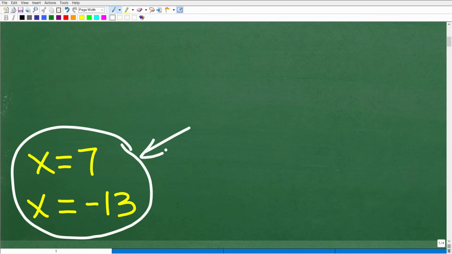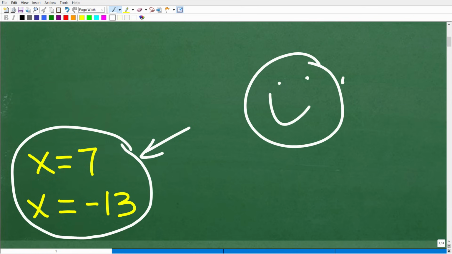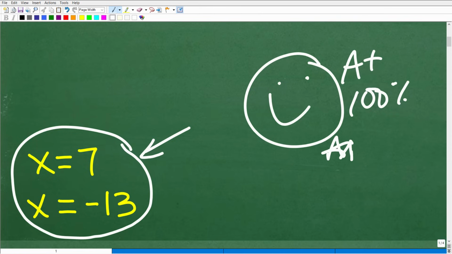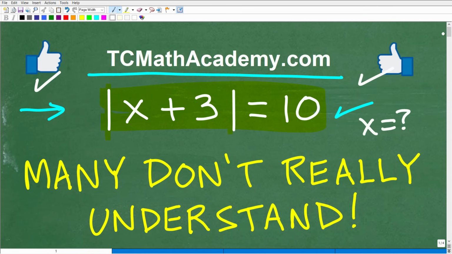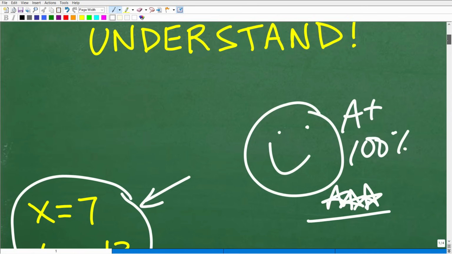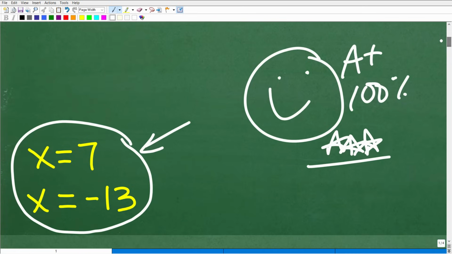So how'd you do? If you got this right, let's celebrate by giving you a nice little happy face, an A plus, a 100%, and multiple stars so you can brag to your friends and family that indeed you are a certified professional expert in the area of solving absolute value equations. Now, I don't know if you are really a complete expert or certified professional in this area, but if you were able to solve this problem, that's obviously a good start.